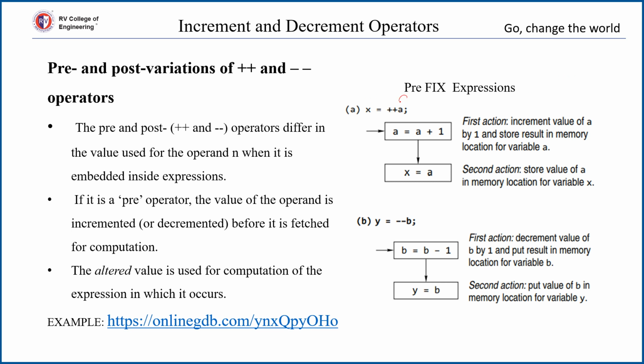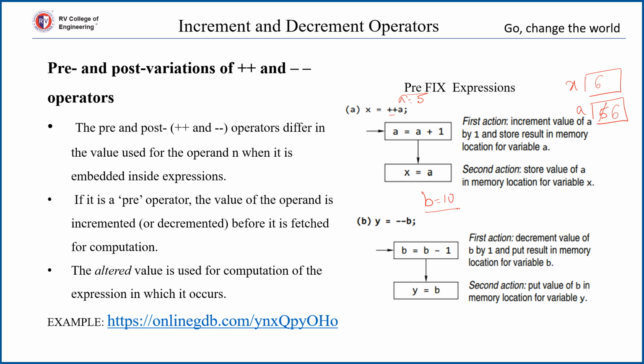Let us take a is equal to 5 again and b is equal to 10. Here it is reverse. I have x, I have a. Initially the value of a is 5. Here, if the operator is placed before an operand, you have to first increment the value of a and then assign it to x, hence the name prefix. So the first step is to increment the value of a by 1 and then assign that value to your x.